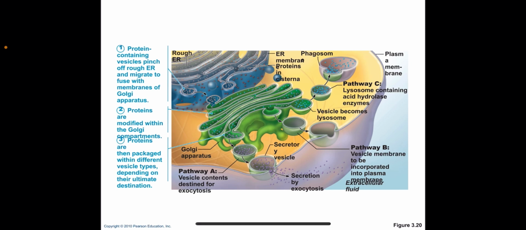So you can see here the protein-containing vesicle pinches off of the ER and migrates to fuse with the membrane of the Golgi apparatus. It then fuses with the Golgi apparatus and is modified and then is packaged into a different vesicle depending on the ultimate destination, and is either secreted out of the cell or is used within the cell.